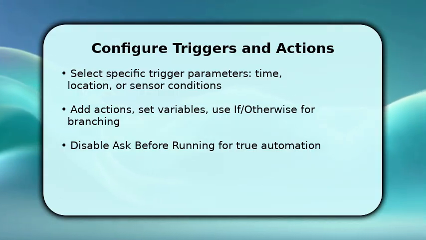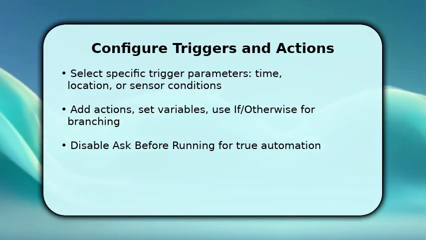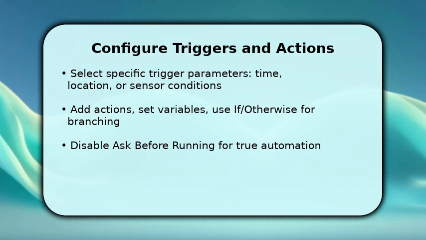Make sure to disable ask before running if you want hands-free execution, otherwise you'll get prompts. Test each branch separately to confirm outputs, because this reduces surprises when the automation runs.